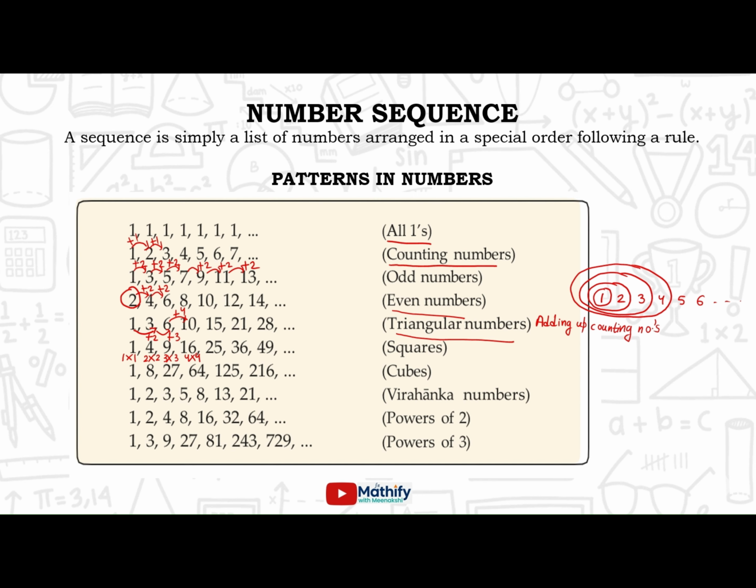That means if we multiply the number with itself, we get the next number. So here we'll multiply 5 into 5, then 6 into 6, 7 into 7 and so on. When we multiply a number by itself, the results are known as square numbers. Here we are multiplying the number with itself. So I'm writing the rule here: multiplying the number by itself.